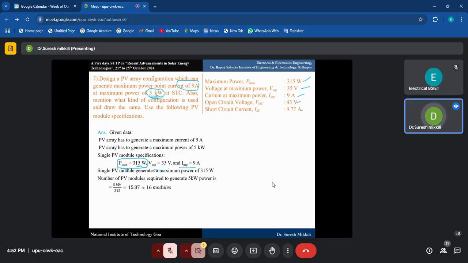In series connection, what will happen? The current through all modules is the same, no? Voltage is added together. In parallel, it is the reverse: the currents are added, voltage will be the same. So which configuration should I go for, series or parallel?